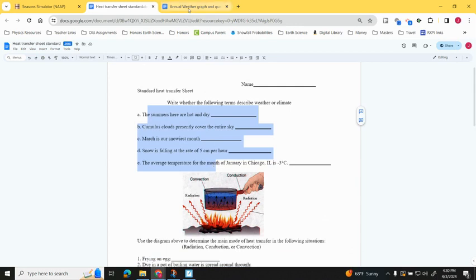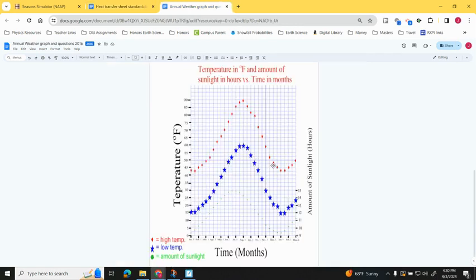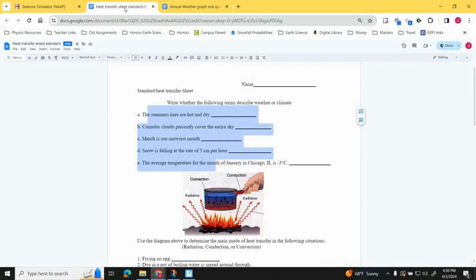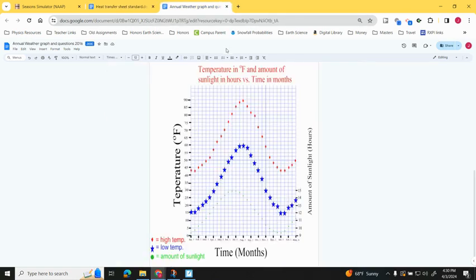Okay. Then you're going to go to the annual weather graph, and you're just going to look at the graph. It tells you that these red dots are the high temperature, the blue stars are the low temperature, and the amount of sunlight is this here in green. And then you're just going to use that to try to answer the questions. Okay. Hopefully you have enough to do, but it's not too much. And again, focus on the Edpuzzle and then on the heat transfer sheet. And then if you have time, work on this right here.